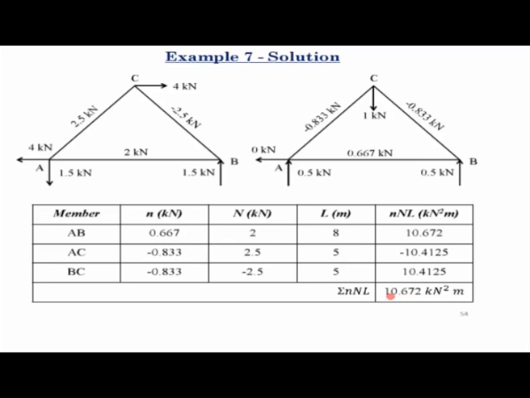We multiply these three and then add them up. Notice that if there is a negative sign due to this multiplication, we have to consider it. We cannot ignore this negative sign when we are adding them up. So basically minus 10.4125 and plus 10.4125 will cancel. If you add all these up, you are left with 10.672. This is a very important thing to remember when you are using this method. The negative signs should not be ignored. So this is the summation of small n into capital N into L.